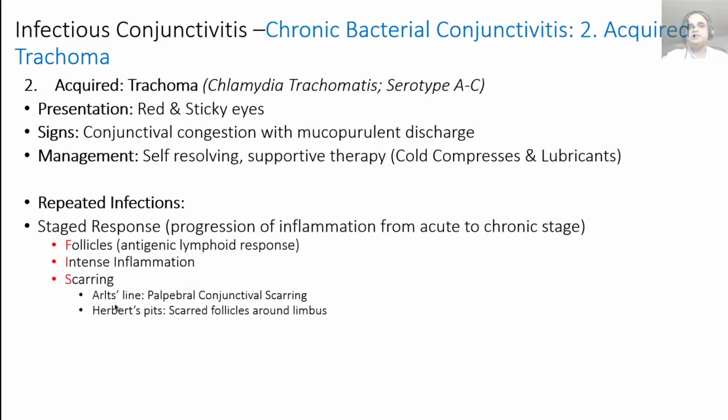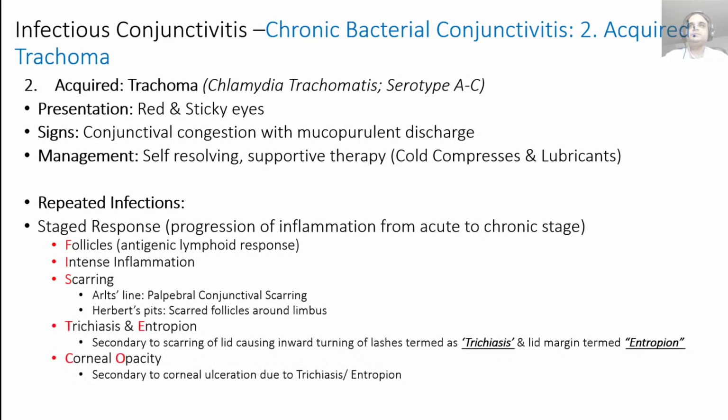In the palpebral conjunctiva, the scar is called an Arlt's line, which is a horizontal line on the palpebral conjunctiva. I'll show you a picture. Herbert's pits are basically scarred follicles around the limbus. This Arlt's line, which is basically that scar on your palpebral conjunctiva, eventually would lead to fibrosis.